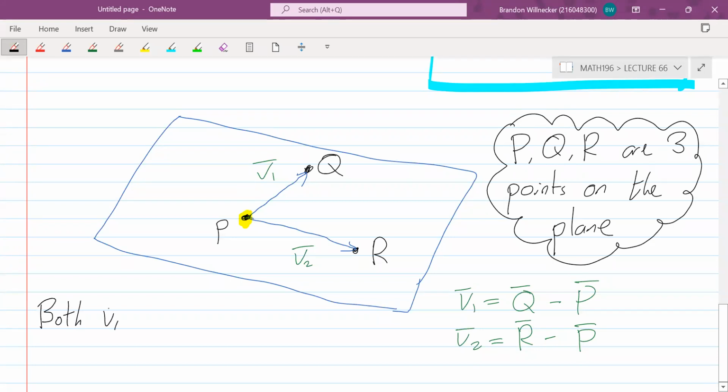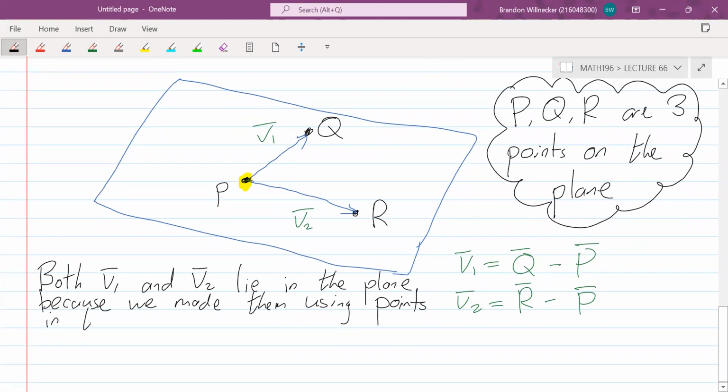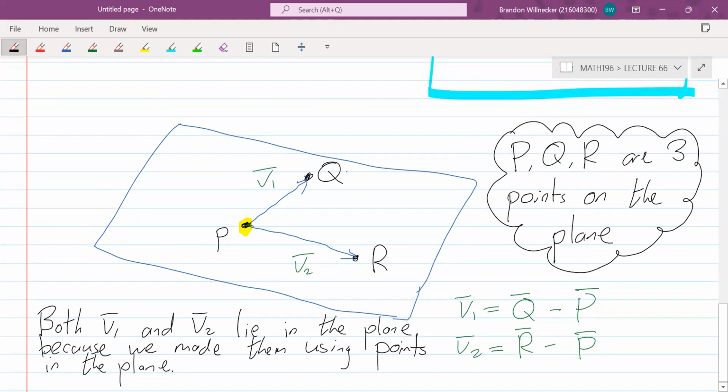So both V1 and V2 lie in the plane, because we made them using points in the plane. If we used points that were outside the plane, then the vectors would also go out of the plane. But since all the points are in the plane or on the plane, then the vectors are also on the plane as well.